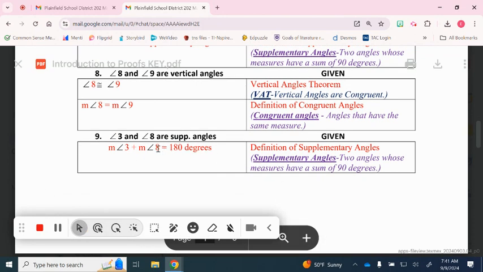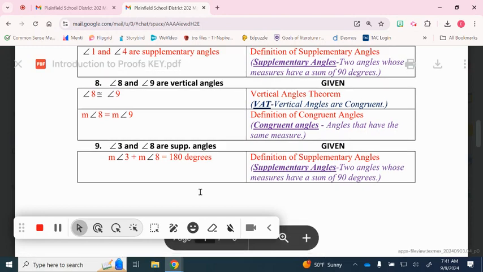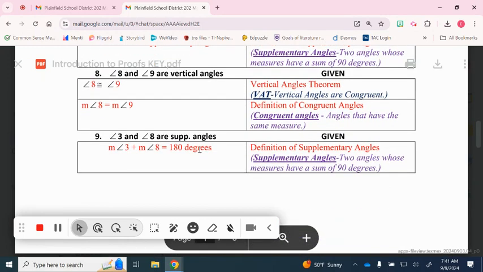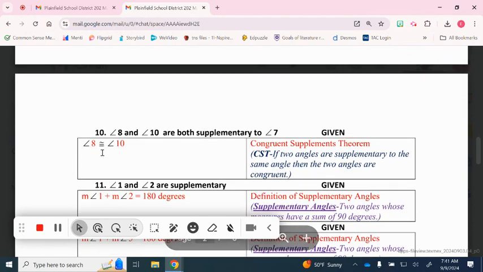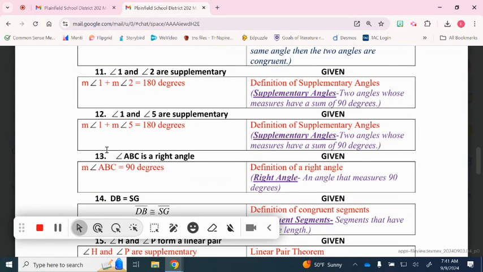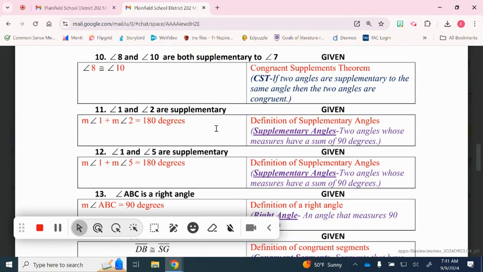All right, number 9, again, these are supplementary, so their measures are equal to 180. So again, there's nothing really tricky going on here, right? Number 10 is what we need to discuss. I'll come back to that. But 11 was angle 1 and angle 2 are supplementary. Same thing. I don't know why they repeated it again, just with different angles, but again, they're supplementary. But let's talk about 10.